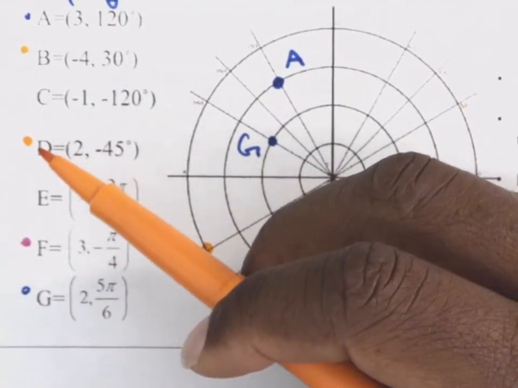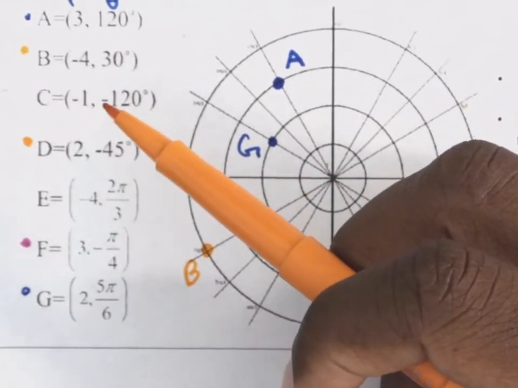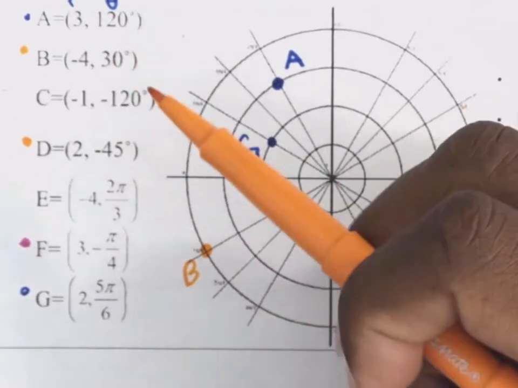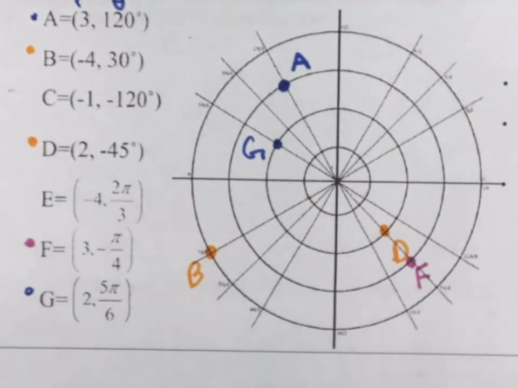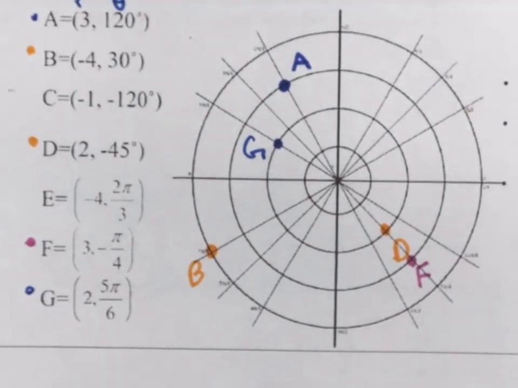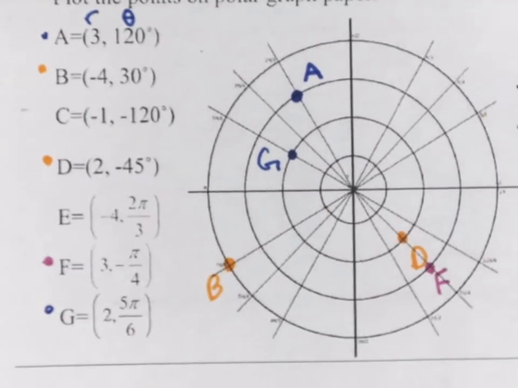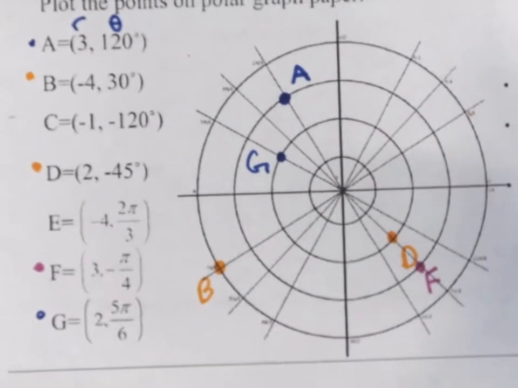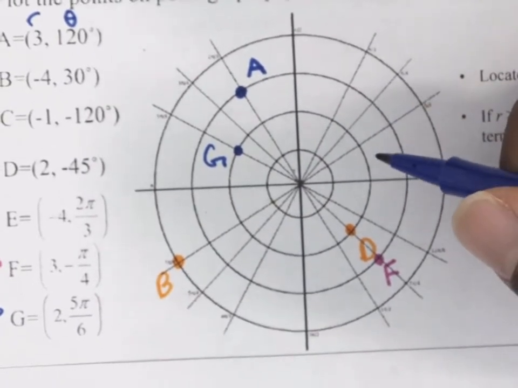So like C, take a second. Nobody say nothing. Let's give everybody a second to think. Where would C be? And you just ask yourself this question. Which quadrant would C be in? First you go negative 120. Then you go in the opposite direction. Just go ahead and say all of them. Is it first? It is the first quadrant.